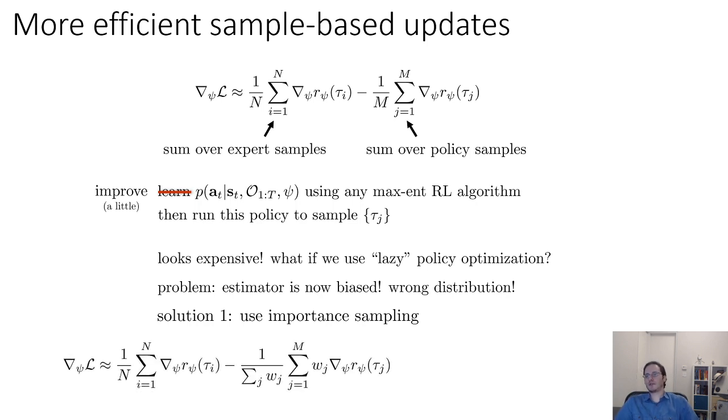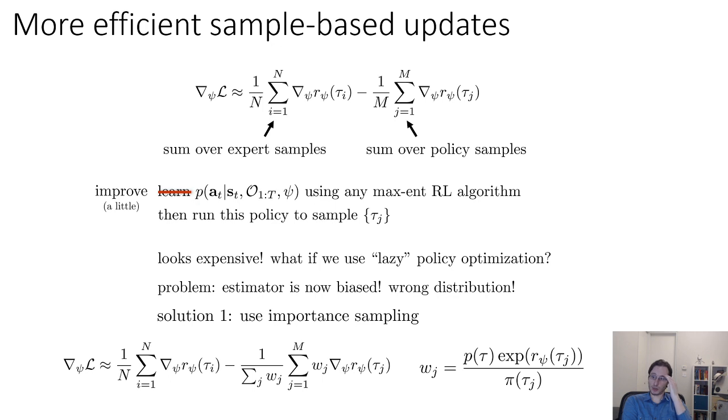So instead of the equation that we have at the top of the slide, we're going to introduce some importance weight Wj for the second term, where we'll weight each of the samples by Wj and then normalize by the sum over Wj's so that the weights sum up to 1. And if we do this, we can correct for the bias due to not having fully optimized our policy.